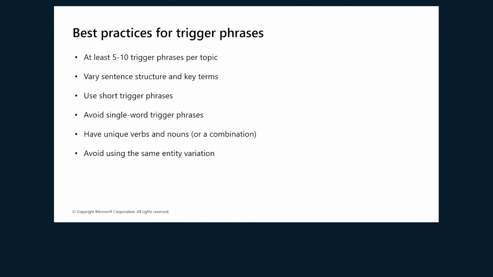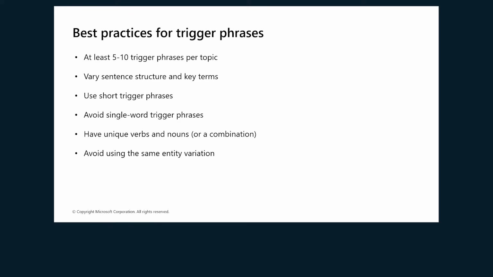Creating effective trigger phrases can make a world of difference in capturing attention and driving action. Here are some best practices to keep in mind. First, aim to have at least 5 or 10 trigger phrases per topic. This variety ensures you cover different angles and keep your content engaging. Next, vary sentence structure and key terms. Mix things up to keep your audience interested and to cater to different preferences.